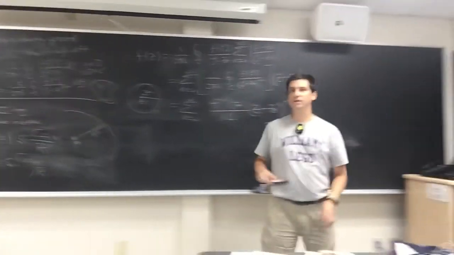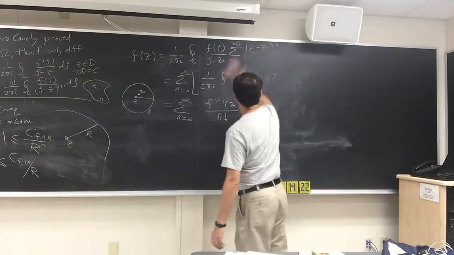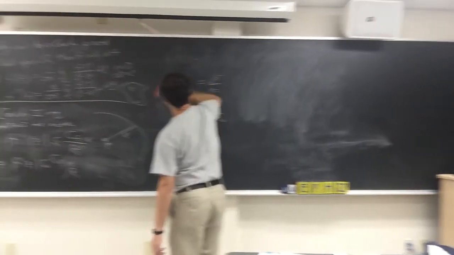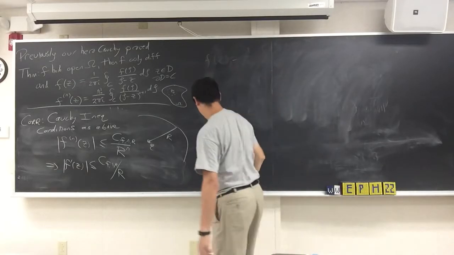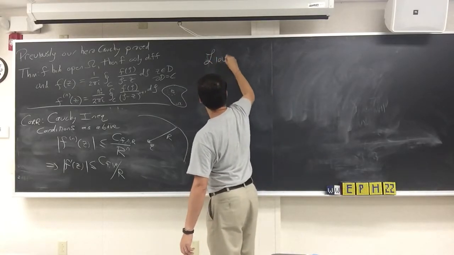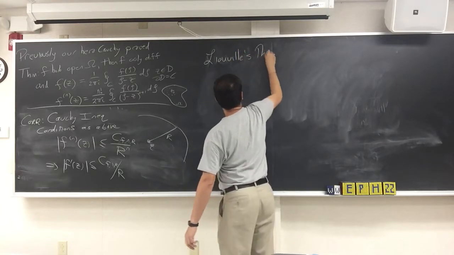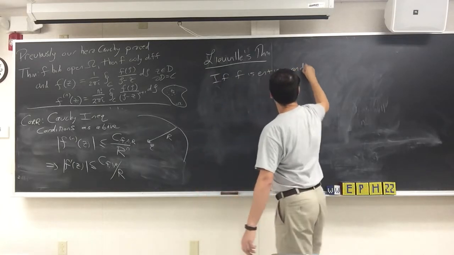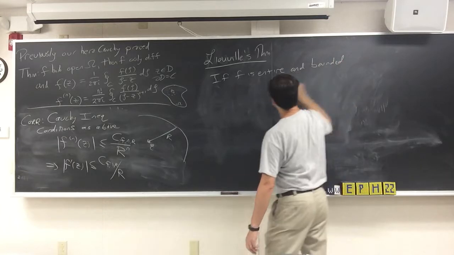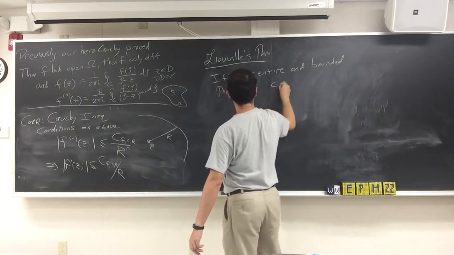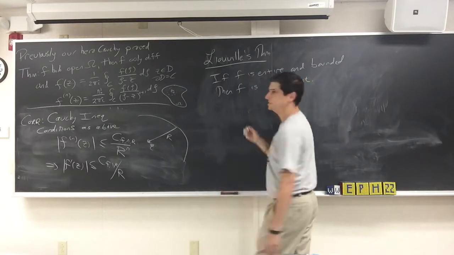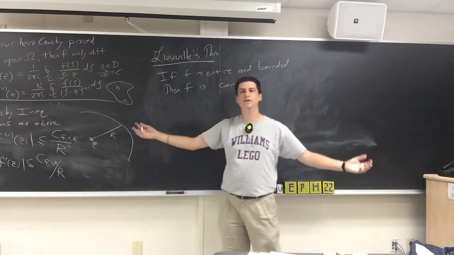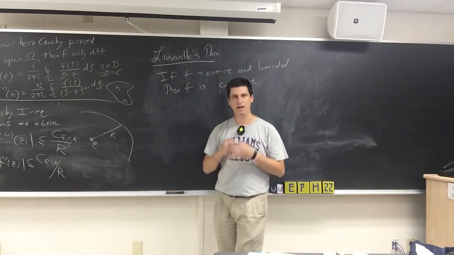All right, let's see an application of this. So it's time to meet a mathematician other than Cauchy and other than Riemann. We will meet Liouville. Liouville's theorem. If f is entire and bounded, then f is constant. That's a nice theorem. So entire means that you are holomorphic everywhere. You're differentiable for all c in the complex plane. At every point, you're differentiable.